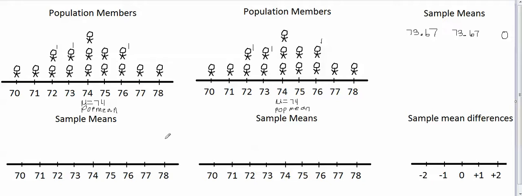Once I do this, mark off x bar 1 for the mean of the first sample from population 1. Mark off x bar 2. I'm sorry, it's actually x bar 1 again, because it's the mean of the first sample from population 2.